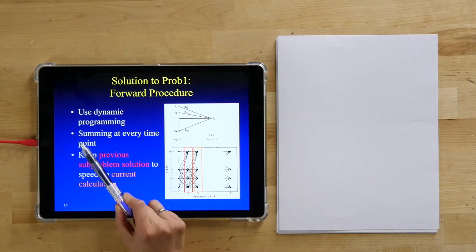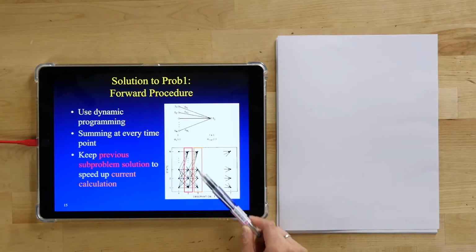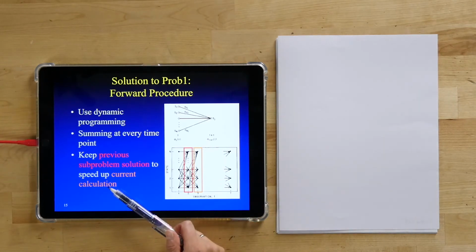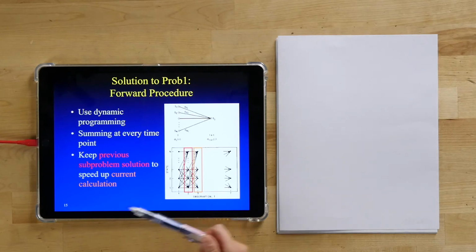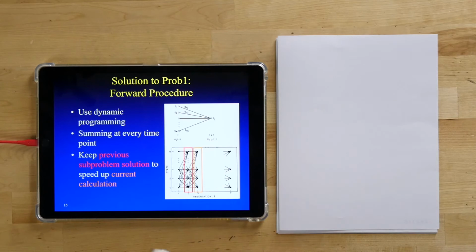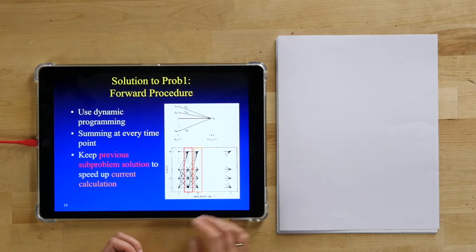Therefore, we try to keep track of what result we got from the previous solution before we move to the next step in the path. And we try to keep track of the numbers and do the summations early on, and use those numbers in the later calculations. This can help to speed up the calculation by keeping track of the previous sub-problem solutions.